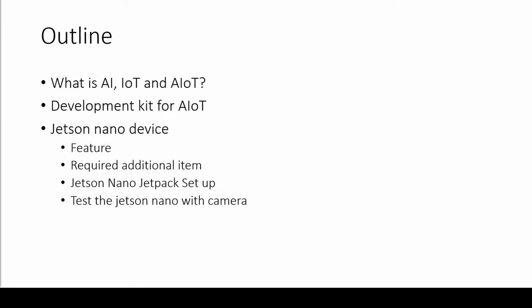So this is the outline. We start with the introduction about AI, IoT, and the combination of these two. Then we're going to look into some suitable development kits for AIoT, and then we're going to focus on the Jetson Nano device. We're going to look into the Jetson Nano features, the additional items required to set up the Jetson Nano, and then the Jetson Nano JetPack setup, the operating system to set up the Jetson Nano, and then we're going to test the Jetson Nano with a camera.